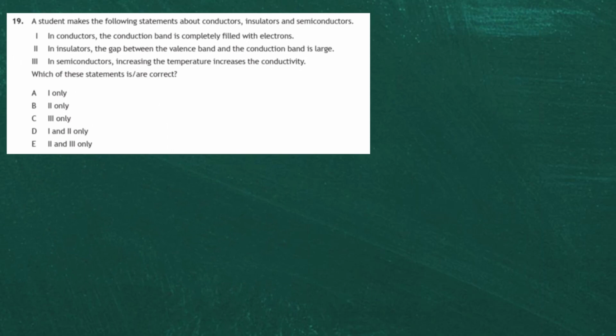Question 19 from section 1 of the 2017 Higher Physics examination from the SQA. A student makes the following statements about conductors, insulators and semiconductors. Statement 1. In conductors, the conduction band is completely filled with electrons. Statement 2. In insulators, the gap between the valence band and the conduction band is large. And statement 3. In semiconductors, increasing the temperature increases the conductivity. And we're asked to say which of the statements is or are correct.